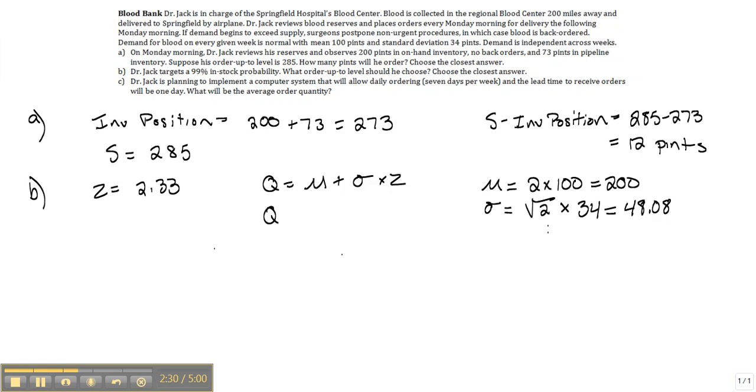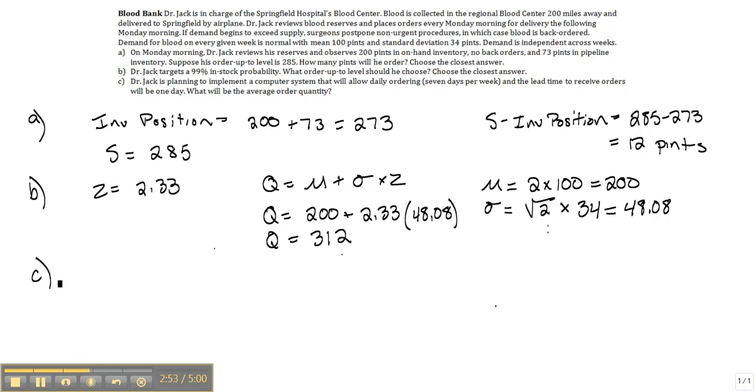So now using these values, we can plug in and we get 200 plus 2.33 times the standard deviation of 48.08, and we get an order up to level equal to 312 that would generate a 99% in-stock probability.